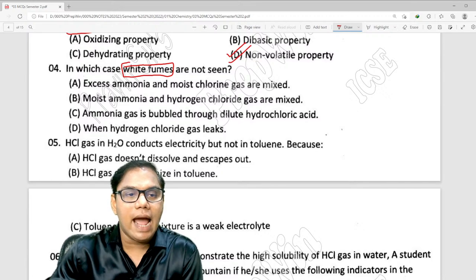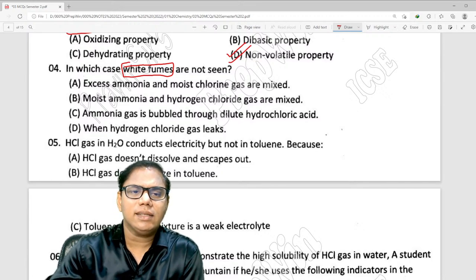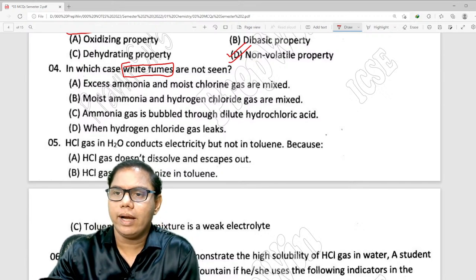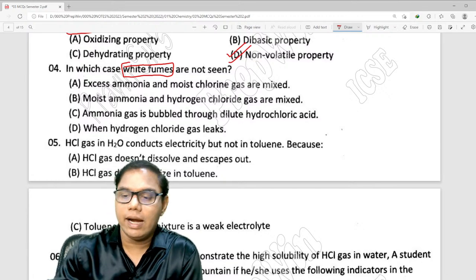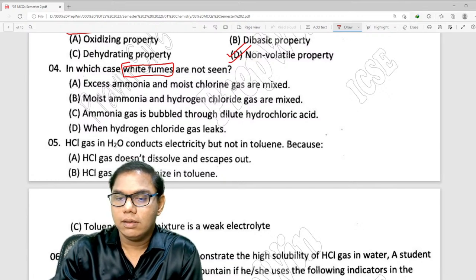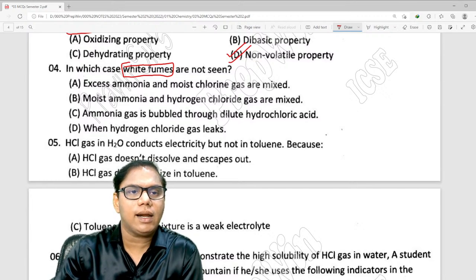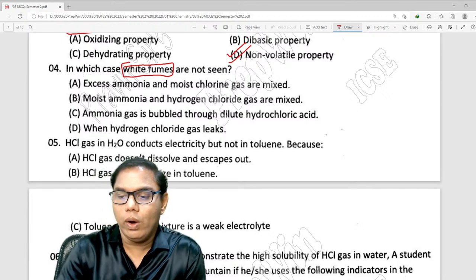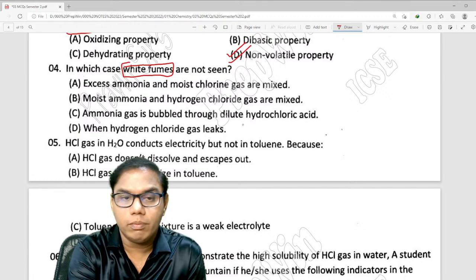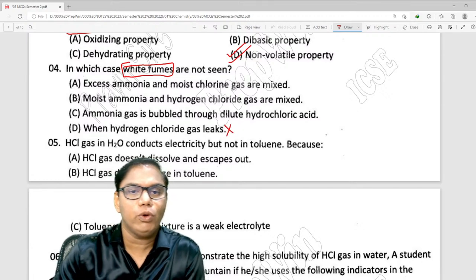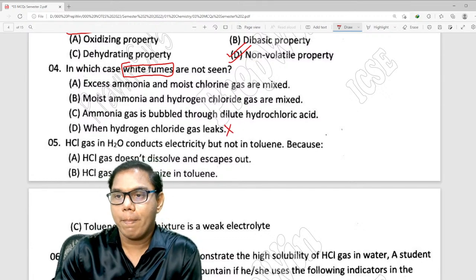Hydrogen chloride gas leak. Is this the answer? What is the color of the hydrogen chloride gas? It is colorless, right? So how will you see a fume? Okay, so it is a colorless gas, so the fumes will not be visible. Now what?